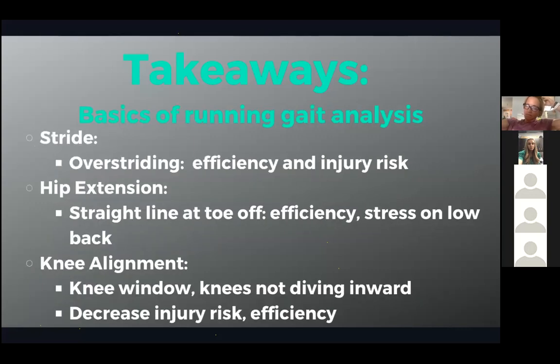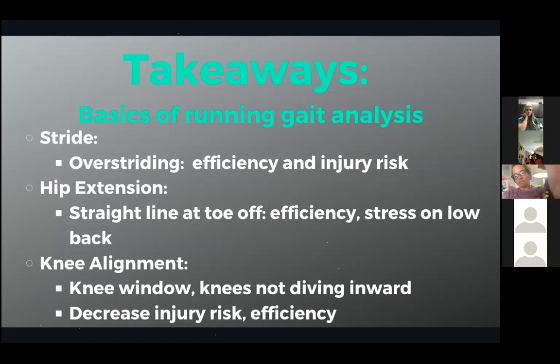Some of the other things we talked about were some of the basics of running gait analysis. Looking at stride, we looked at Carly's stride there, and we saw that initially she had a little bit of an overstride, and then she did a cadence drill, and it started to normalize a little bit more and become a little more efficient, reducing your risk of injury. That overstriding puts a lot of force through your knees and your ankles up all the way to your hip and your low back, and so it's a great way to get injured if you're consistently overstriding repetitively over a period of time. And so looking at stride length is really important.